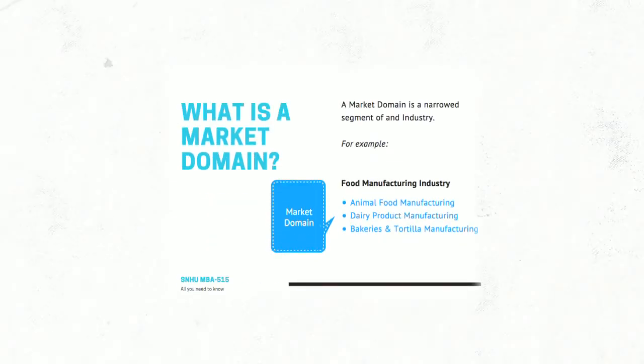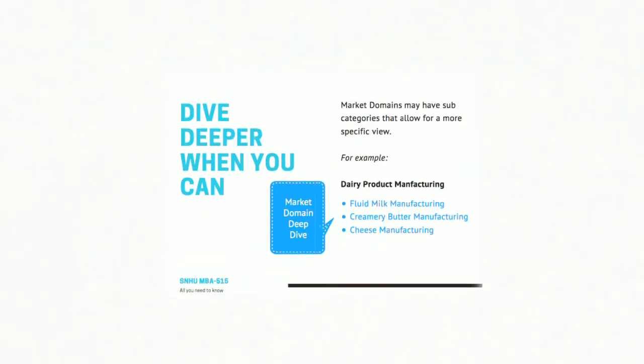So in the manufacturing sector, there are several industries such as food manufacturing or beverage manufacturing. A market domain is a narrowed segment of an industry. So for the food manufacturing industry, there are several market domains: animal food manufacturing, dairy product manufacturing, etc. And you can take your dive a bit deeper. So for dairy product manufacturing, there are subgroups: fluid milk manufacturing, creamery butter manufacturing, or cheese manufacturing.